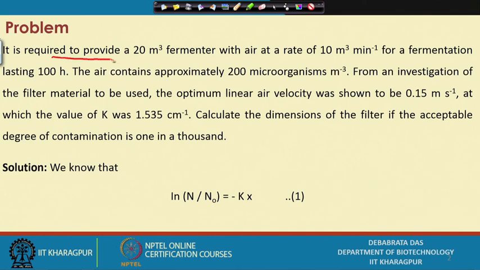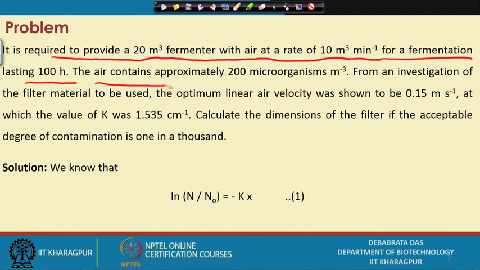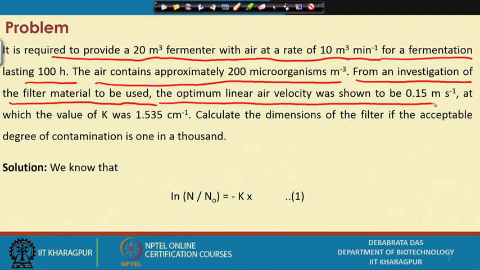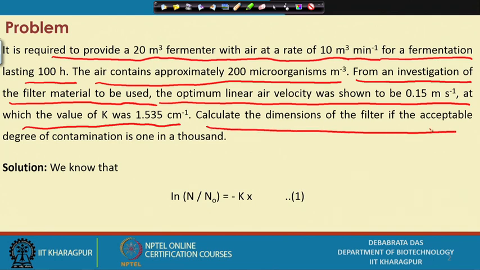Now, it is required to provide a 20 cubic meter fermenter with air at a rate of 10 cubic meter per minute for a fermentation lasting for 100 hours. The air contains approximately 200 microorganisms per milliliter. From an investigation of the air material, the filter material to be used, the optimum linear velocity was shown to be 0.15 meter per second, at which the K value is 1.535 centimeter inverse. Calculate the dimension of the filter if the acceptable degree of contamination is 1 in 1000.